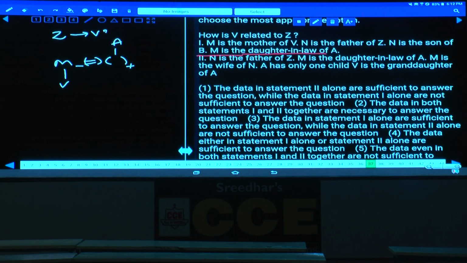We have taken this information. And N is the son of B. N is the father of Z. No information about this one at all, isn't it? One alone is not sufficient.